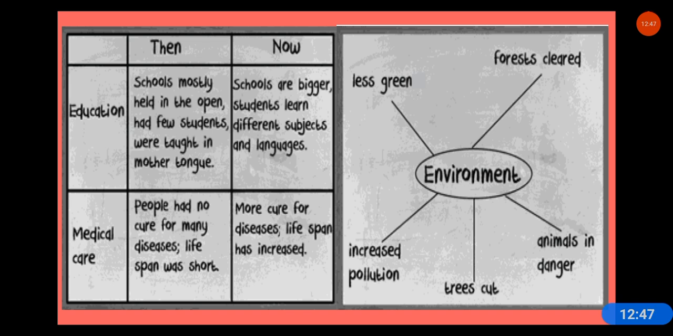Span has increased. Let's talk about the environment. Earlier the environment was greener, and now it is less green. Forests are cleared now. Earlier there was a lot of forest, and now the animals are in danger because there is no forest. Trees are cut and pollution has increased. Earlier there was less pollution or no pollution. Now it has increased.